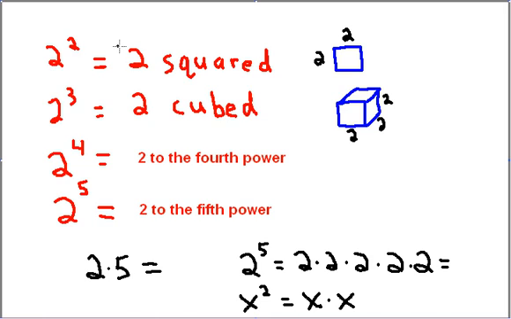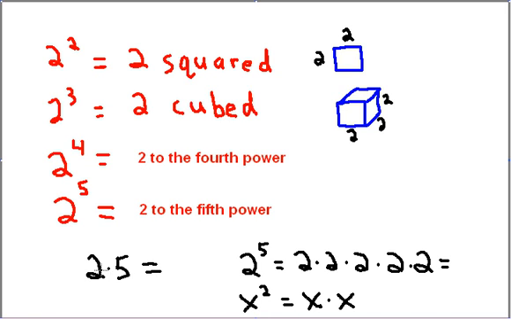2 to the 2nd power is also 2 squared. 2 to the 3rd power is also 2 cubed. But 2 to the 4th power, 2 to the 5th power, and each of the subsequent exponents would be to that same power. So 2 to the 111th exponent would be the same thing as 2 to the 111th power.